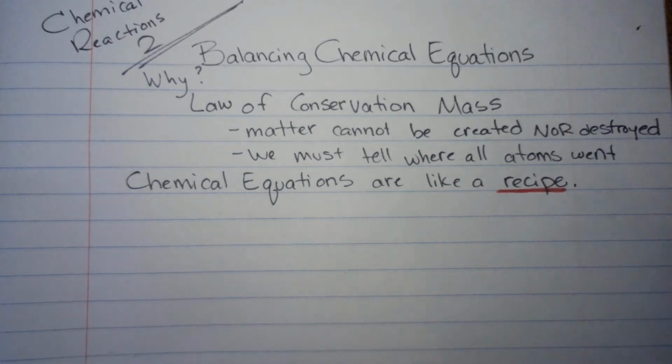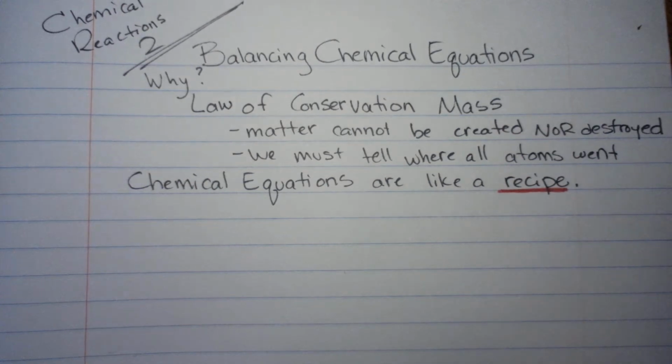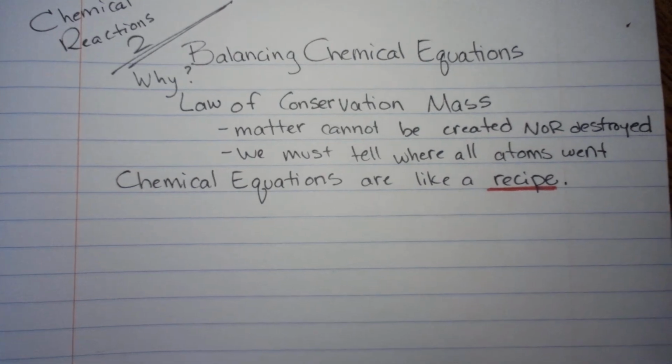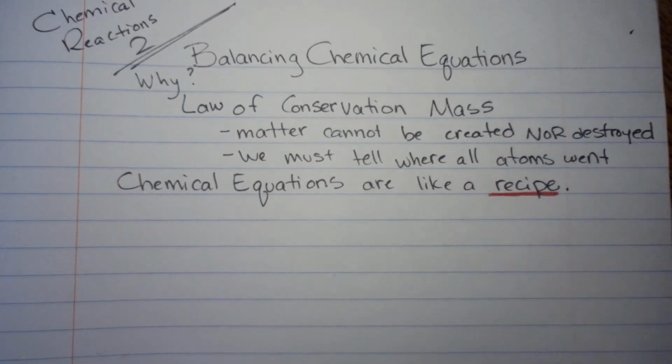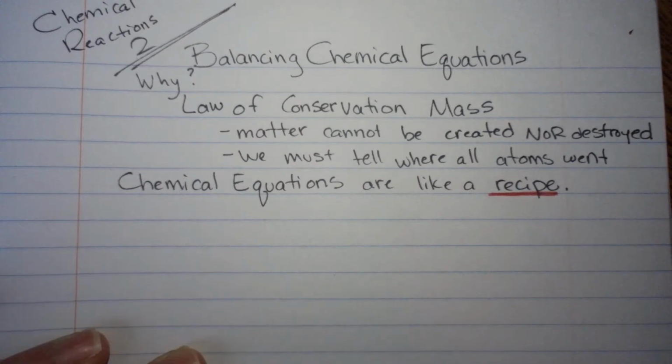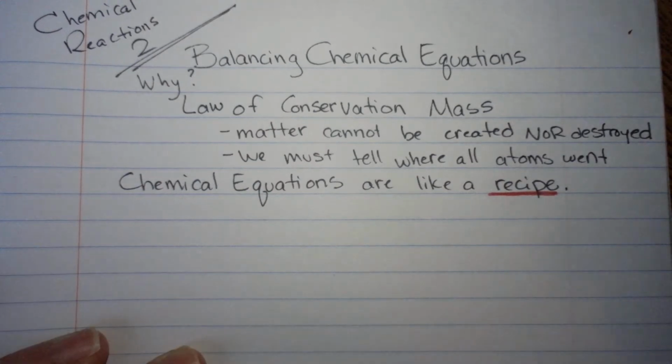How many of you have ever followed a recipe before? So what did you have to do when you followed your recipe? You had to probably measure, right? You had to measure things out. What happens if you don't use the right amount of...? It's not going to be right, okay? And that's where we get this. The chemical equations are like a recipe. It tells us what goes into the substance and what's going to come out.